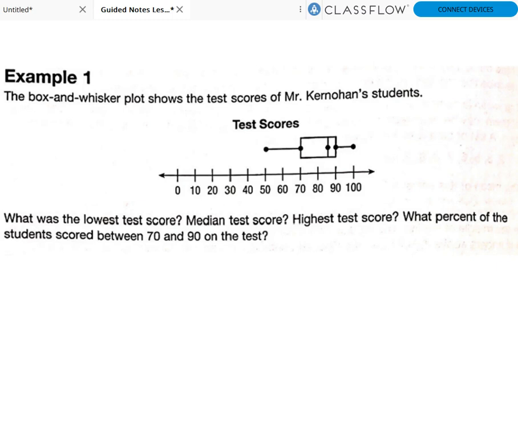So the box and whisker plot below shows the test scores of Mr. Kernahan's students. What was the lowest test score? What was the median test score? The highest test score? And what percentage of students scored between 70 and 90 on the test?